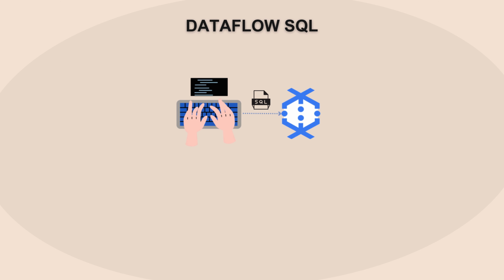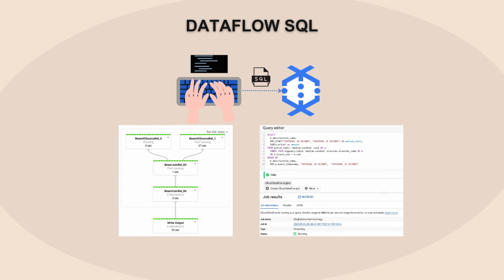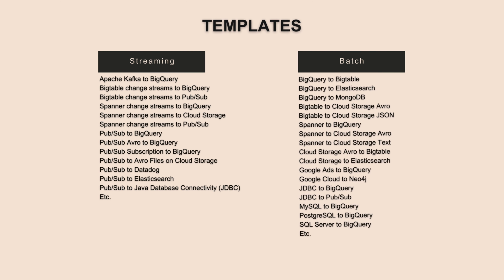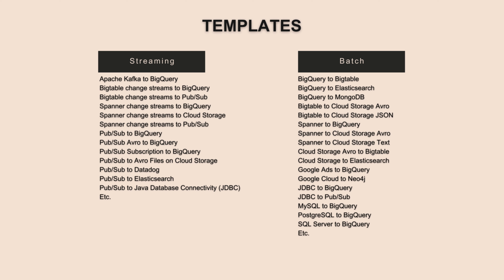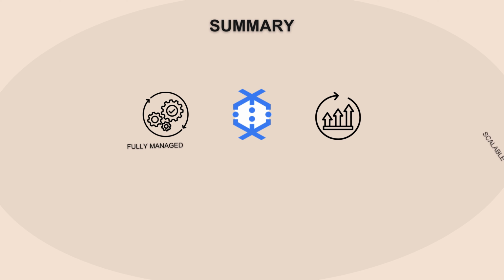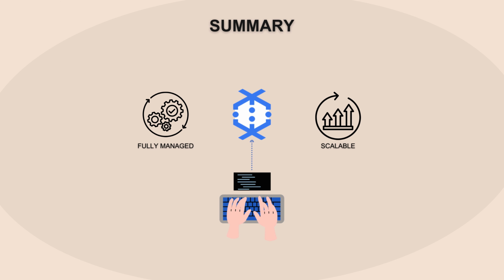Dataflow SQL allows users to develop and run Apache Beam pipelines using familiar SQL syntax. This feature enables SQL-savvy users to access the power of stream and batch data processing without needing to write complex Java or Python code. To streamline development and provide reusable patterns, Dataflow offers templates. These pre-built pipeline patterns allow users to quickly start processing data with common pipeline configurations. Users can also create and store their own custom templates, which is helpful for standardizing data processing jobs across multiple teams or projects.